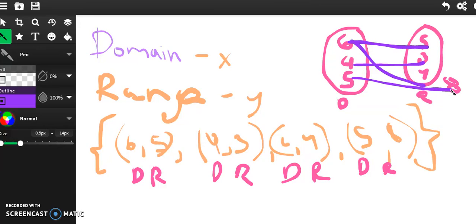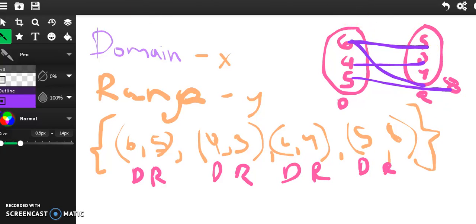Now let's look at what a function is again. It's just a special type of relation in which each value in the domain is paired with exactly one value in the range. So let's look. This is the domain, and let's see if each one is paired with exactly one range value. 6 is paired with 5 and 4. That doesn't sound right, but let's look at the others. 4 is paired with 3, and 5 is paired with 8. This cannot be a function because 6, in the domain, is paired with two values in the range, 5 and 4.